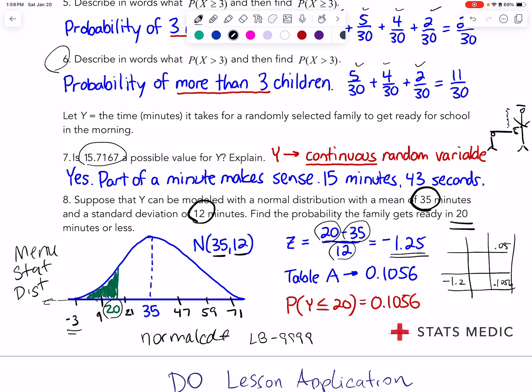But the Inspire doesn't like negative infinity unless it's a cast, so we put negative 9999. And then the upper bound is just the highest it's shaded, which is my 20. And then the mean and standard deviation, of course, my mean is 35, and the standard deviation is 12. If you put those values in, you will get something really similar to 10.56%.